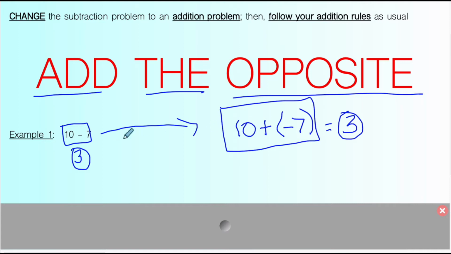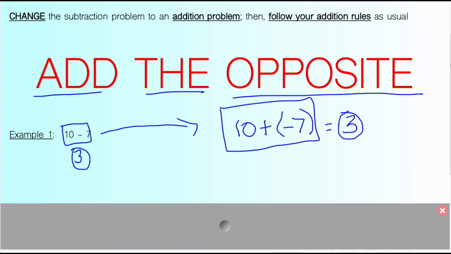That means these two problems, the subtraction and the addition, are equivalent. Every subtraction problem can be turned into an addition problem by following this simple phrase: add the opposite. So you do not touch the first number. The first number is always going to stay the same regardless of what it is. You don't touch that. We are going to add the opposite of the second number. So whatever the second number is, we're going to turn it into addition and then just change it to its opposite. So in this case, the number was 7, and the opposite of 7 is negative 7.